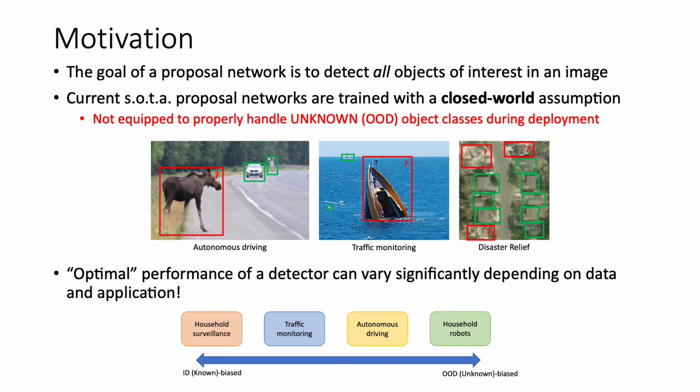For instance, consider a self-driving car that's unable to detect an unexpected moose crossing the road. Importantly, existing work in open world detection fails to consider that the optimal performance of a detector can vary significantly depending on both the data and the application. For instance, a household surveillance system should be more biased towards your known classes, whereas something like a household robot should be more exploratory and able to detect more distant unknown objects.